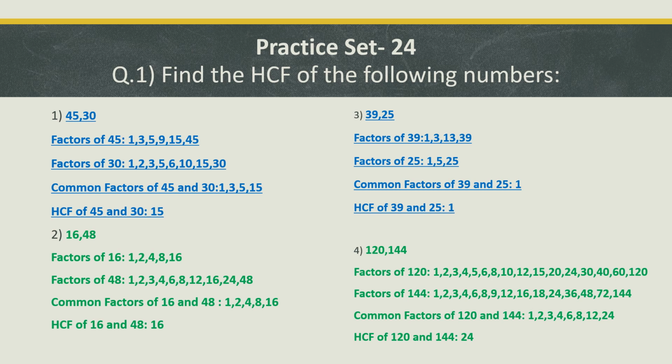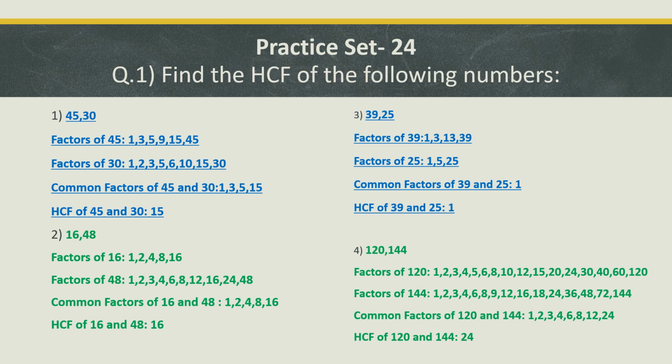Then I have the next question, 16 and 48. I'll write 16's factors: 1, 2, 4, 8 and 16. 48 is 1, 2, 3, 4, 6, 8, 12, 16, 24, 48. So common factors in both are 1, 2, 4, 8 and 16. Which is the biggest number? 16. Hence the HCF of 16 and 48 is 16.